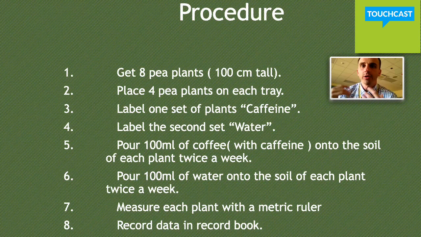And then after you're done, measure each plant with a metric ruler and then record the data in the record book. And it's important to write down the information of what you measure. So if it starts out 100 centimeters tall, then you're going to see how it grows. And so this is where you're bringing in math, which is your measurement, to see how it grows.